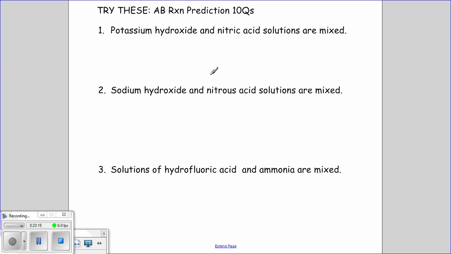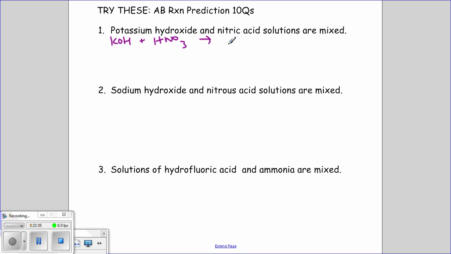Alright, I have 10 acid-base prediction problems to do with you. If you want to stop the video and try to do a couple of these by yourself and then look at my solutions, that would be great. Try to challenge yourself with your nomenclature. I'm going to go fast through these. Alright, so we have potassium hydroxide and nitric acid.